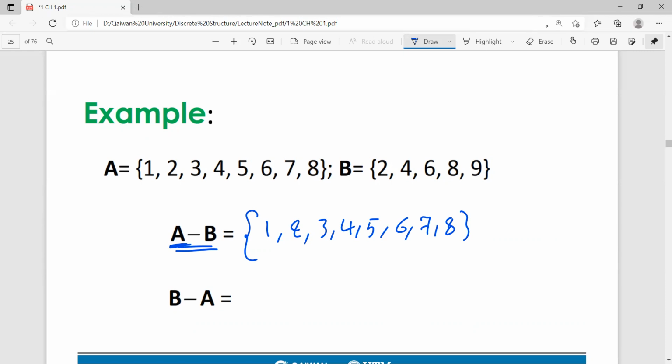Now we are going to delete the elements which are in B. What are the elements of B? 2. Here we have 2, so we delete this one. 4, we delete this one also. 6 and 8, we delete these elements from A. We said A difference B means the set of elements of A which are not in B. The elements must not be in B. That means A difference B is 1, 3, 5, and 7.